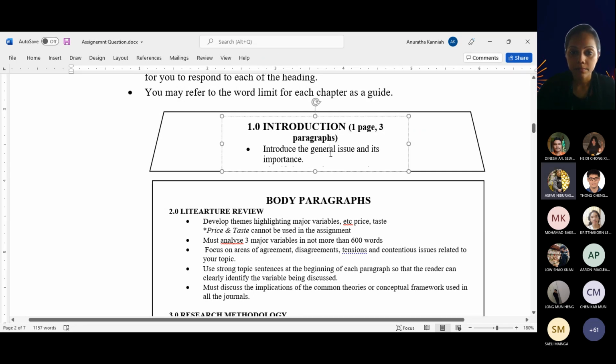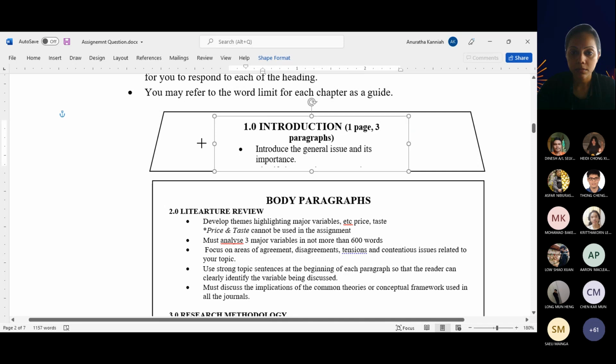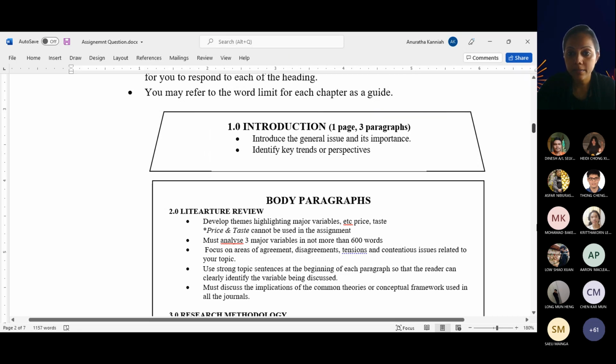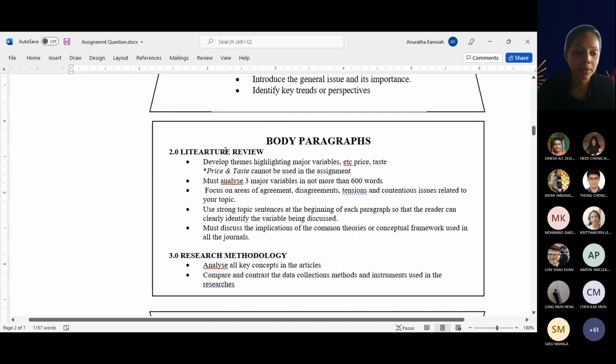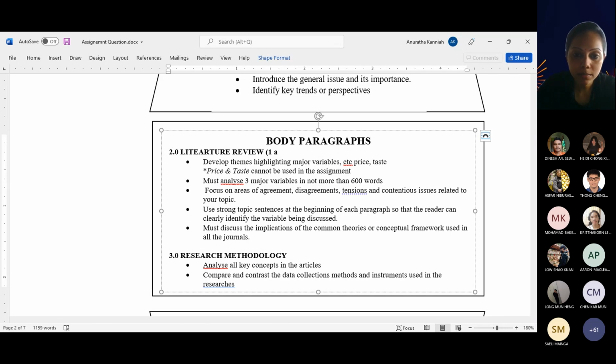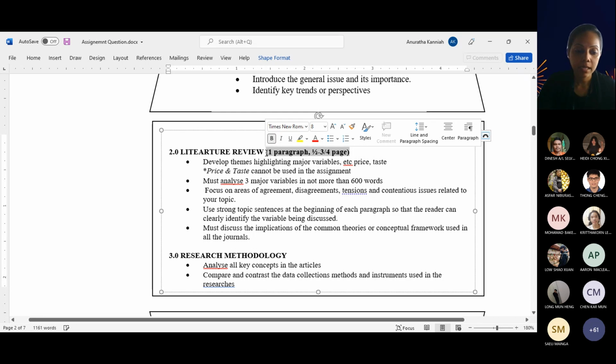Something is missing, isn't it? Any questions here? Is the intro okay, guys? Yes, Miss. So the intro is 1.0. Your 2.0 is not body paragraph, it's called literature review. Literature review is 1 paragraph, about half to 3/4 page. Is that clear?